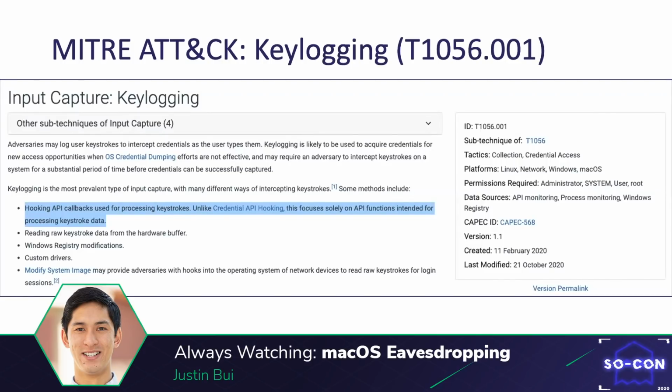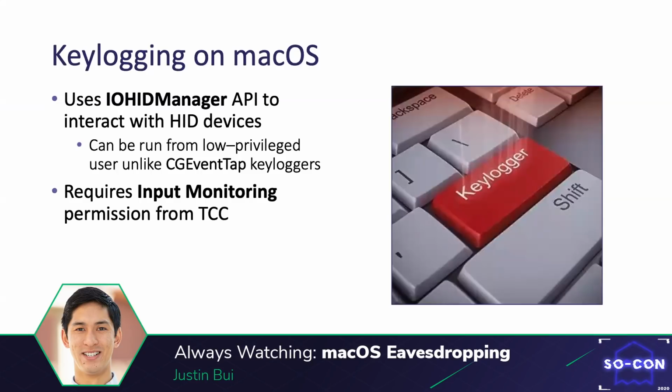The next TTP I want to cover is keylogging. Keylogging is invaluable to attackers to just gather more information on what the user is doing, what they're typing, who they're talking to, and things of that nature. So keylogging on macOS uses the IOHIDManager API. The IOHIDManager API is used to interact with HID devices, or human interface devices. One advantage of using the IOHIDManager API versus CGEventTap keyloggers is that the IOHIDManager API can be run from low privilege, unlike the CGEventTap keyloggers.